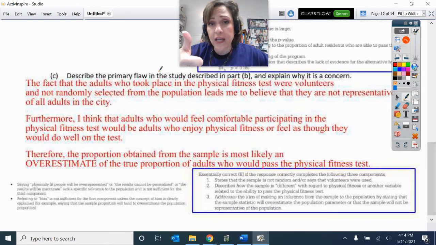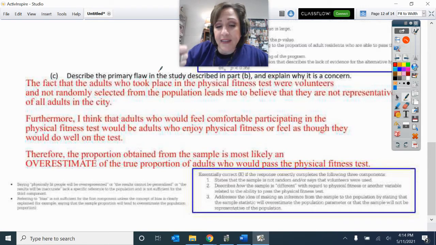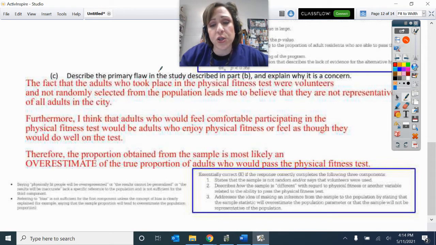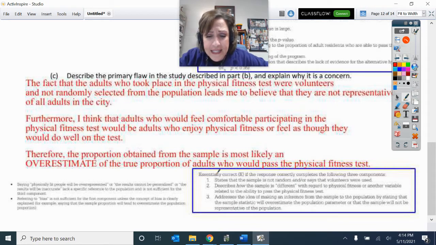Okay, so first, the flaw. It was volunteers. Okay, so then explain why it's a concern. So then naturally you're going to say, I think that the adults who feel more comfortable participating in physical fitness would be the adults who would be coming and volunteering for the test. Okay, but in fact, so look at the grading guidelines here.